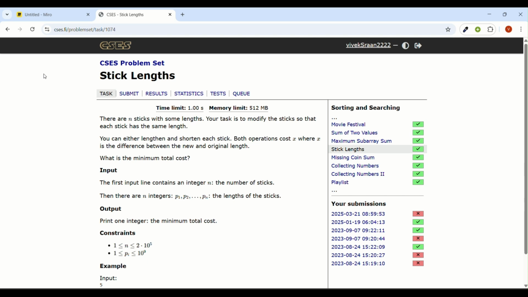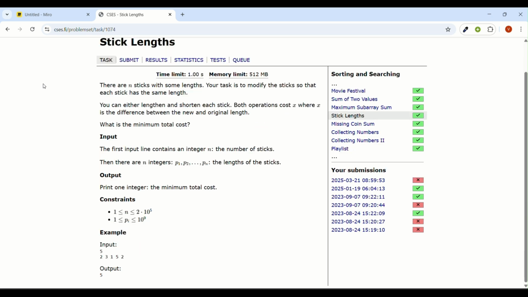Hello friends, this is the 9th video in the CSCS sorting and searching video series. In this video, we will be solving problem number 9, which is stick length.